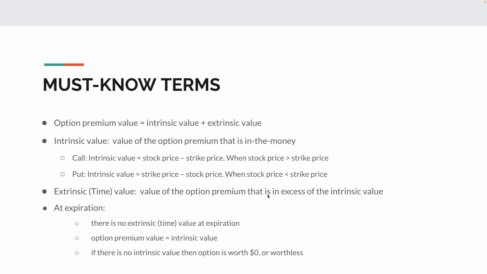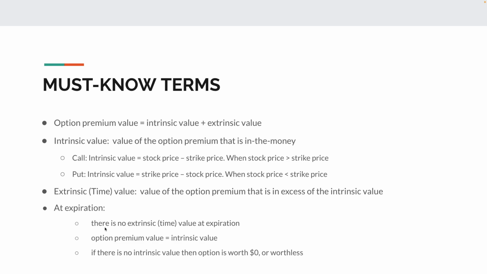And what we mean by excess of intrinsic value is just going back to this simple formula. You have an option premium, you have the intrinsic value. So anything more than the intrinsic value is the extrinsic value. So these two combined will give you the option premium or the price of the option.